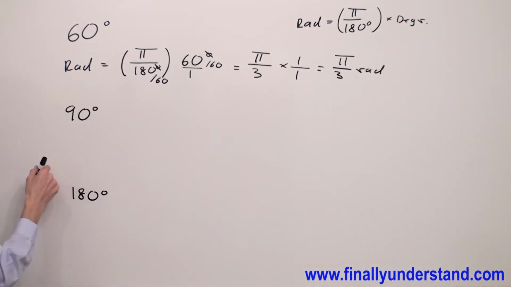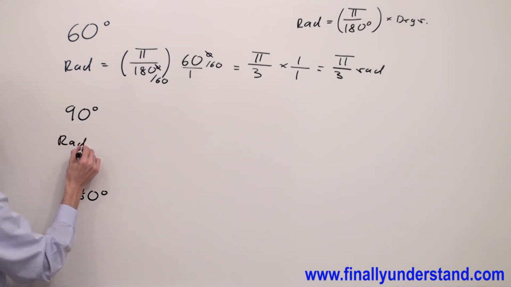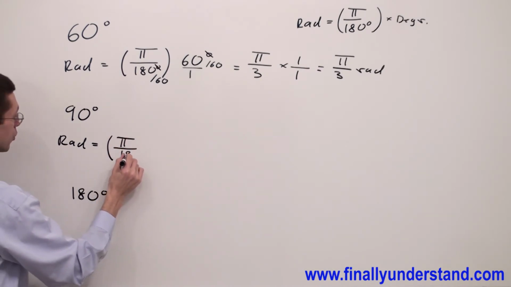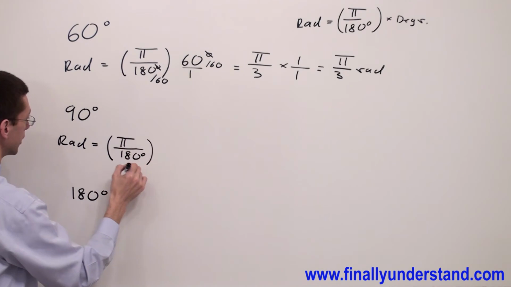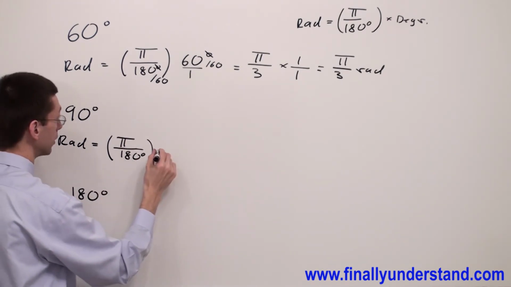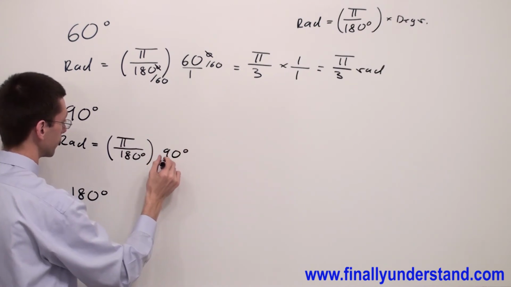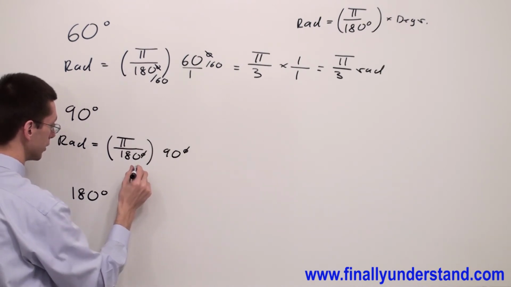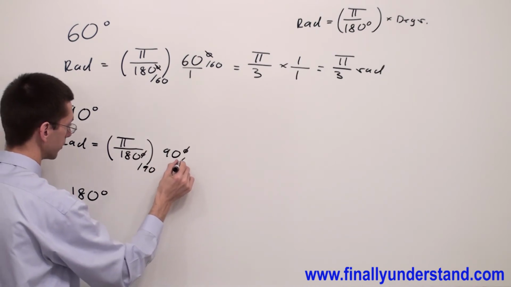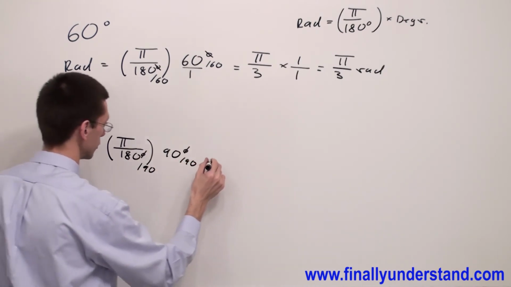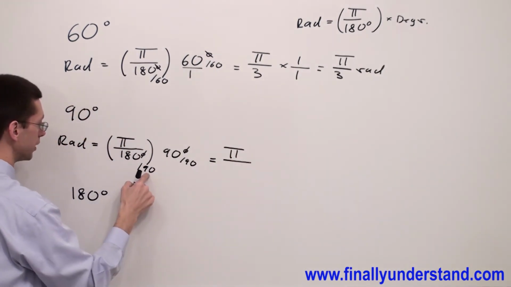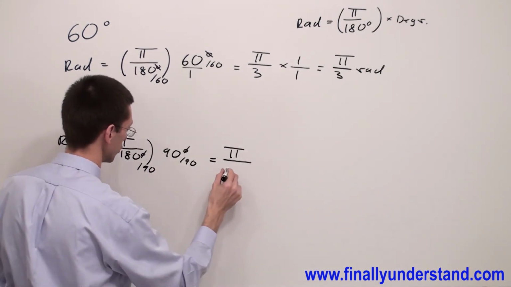Let's take a look at this one. I have radians equals, again, pi over 180 degrees. This time I have to multiply pi over 180 by 90 degrees. Degrees and degrees will cancel out. 180 and 90, both of them are divisible by 90. That's why I'm going to have pi over 180 divided by 90 is 2.